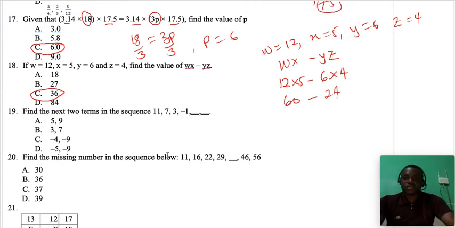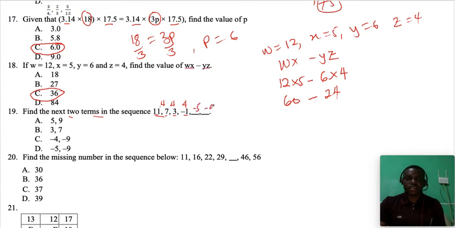Okay, let's continue from question 19. We are asked to find the next two terms in a sequence. So we have 11, 7, 3, negative 1. You see that the difference is 4. It has been reduced by 4 each time. So the next will be negative 5, then negative 9. So that is the answer.